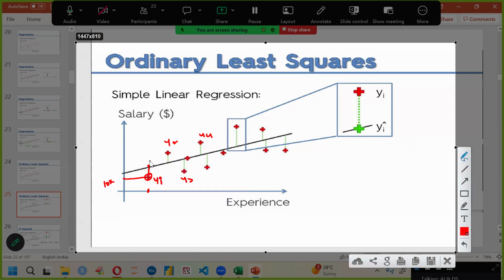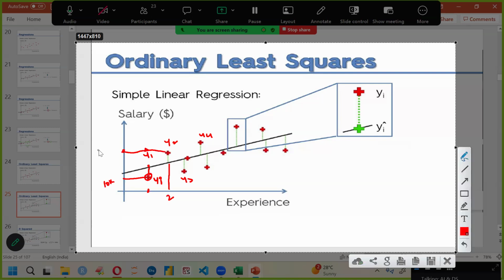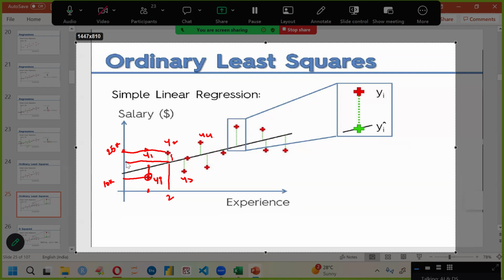And I'm naming this point as Y1 cap. Similarly, consider this is 2 years of experience. A 2 years of experience person actually gets a salary of 25K here. So I'm projecting this point onto the y-axis. It is showing 20K.